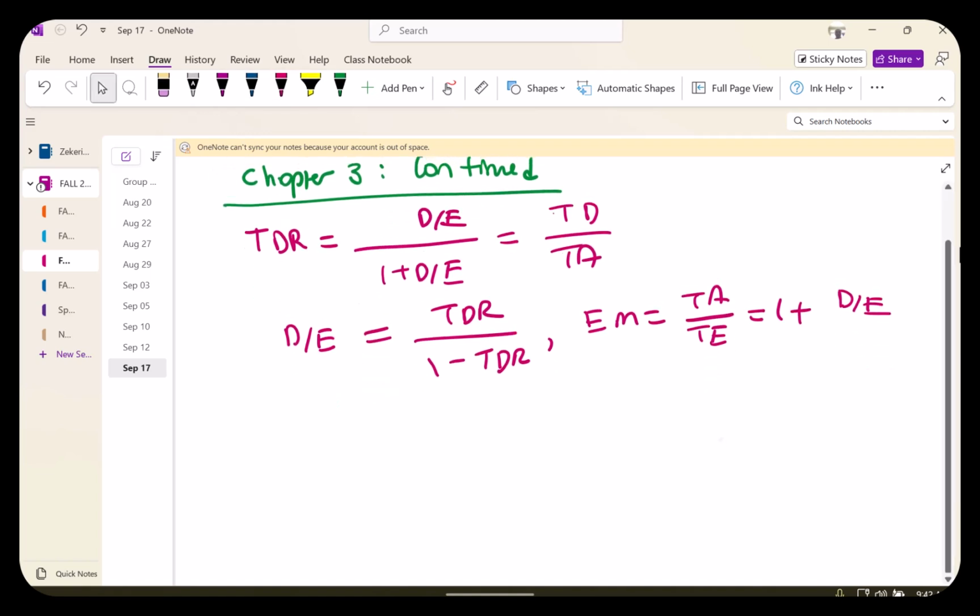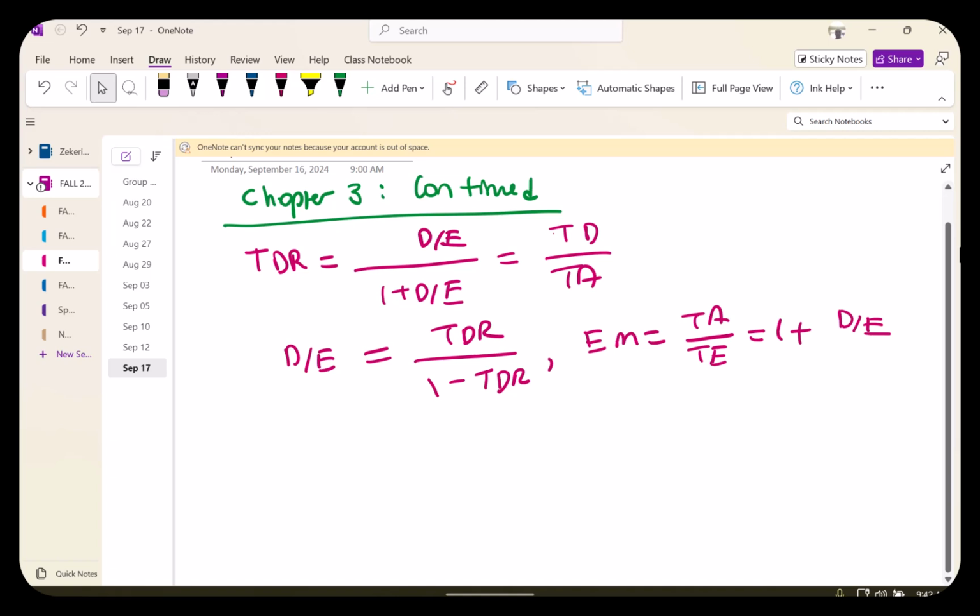Now, we have more solvency ratios to talk about. We're going to talk about coverage ratios. These two are different ways of looking at how much debt you have. The first one literally looks at how much debt you have.